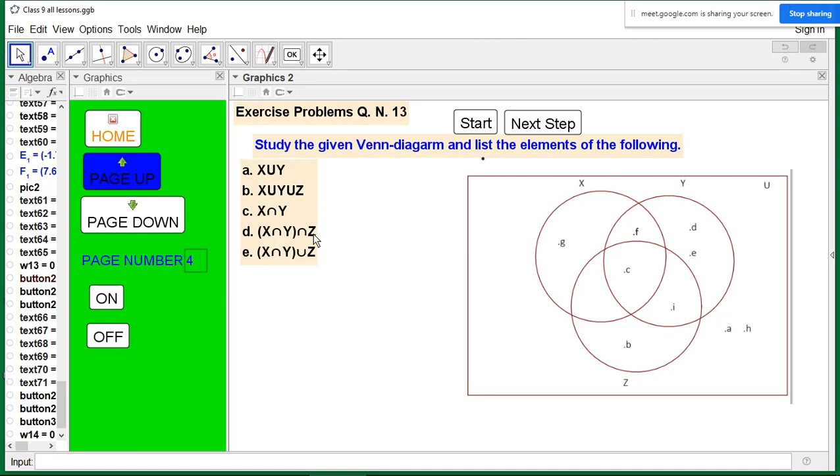Now X intersection Y union Z. This is an important question, meaning a little bit logical, dear students. X intersection Y union Z. Can you list out the elements? If I get one right answer, then I will move on.